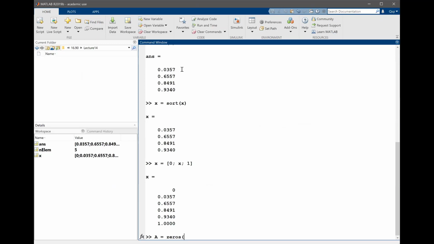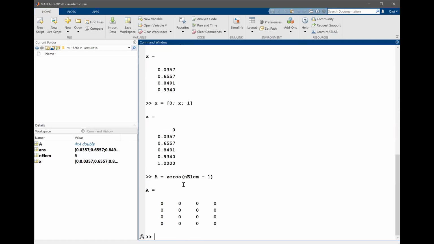Yes, we have n minus 1 equations and n minus 1 unknowns, because although we have 6 points and 6 basis functions, 2 of them are determined by the boundary condition to be 0. So we have n elements minus 1. And we know that we're going to keep these zeros here and these zeros here, and only fill the diagonal terms. So let's fill out first of all the diagonal term, 1 to n elements minus 1.